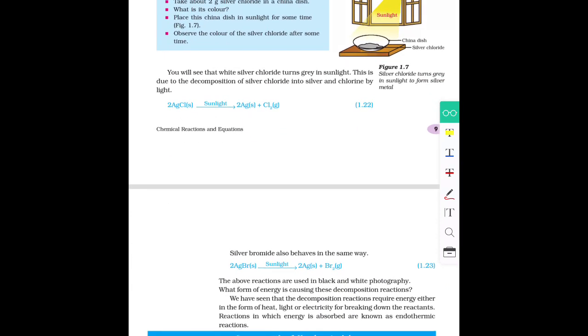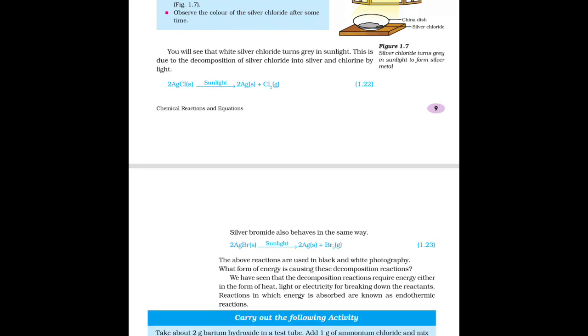Silver bromide also behaves in the same way. 2 AgBr, in the presence of sunlight, gives 2 Ag plus Br2. Like 2 AgCl in the presence of sunlight gives 2 Ag plus Cl2. The above reactions are used in black and white photography. Which form of energy is causing this decomposition reaction? We have seen that decomposition reactions require energy either in the form of heat, light or electricity for breaking down the reactants. Reactions in which energy is absorbed are known as endothermic reactions.